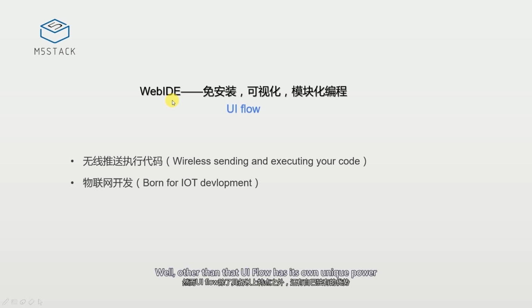Other than that, UIflow has its own unique power. First, wireless program. You do not need a cable at all. Just by connecting your M5 to Wi-Fi and hitting a button to push the code to the device, you can run your code in just 1 second. Secondly, UIflow is born for IoT application development. It can test and realize your IoT development requirement in a very short time.